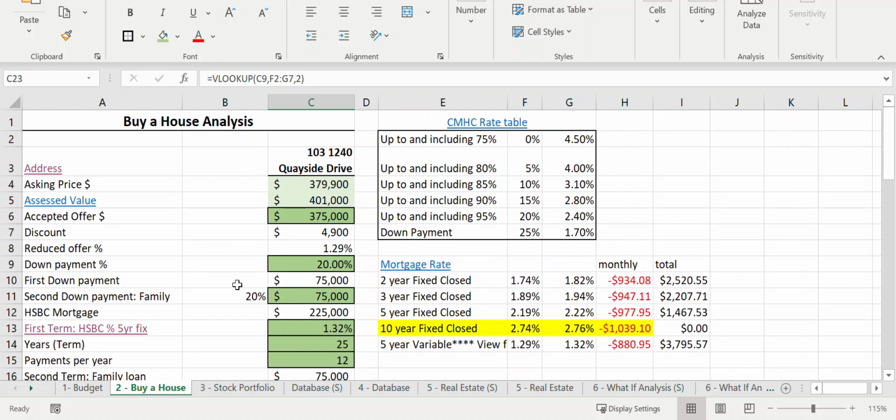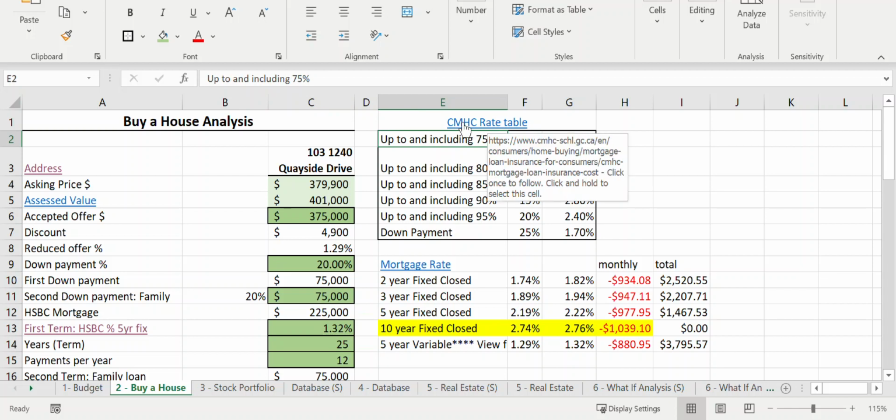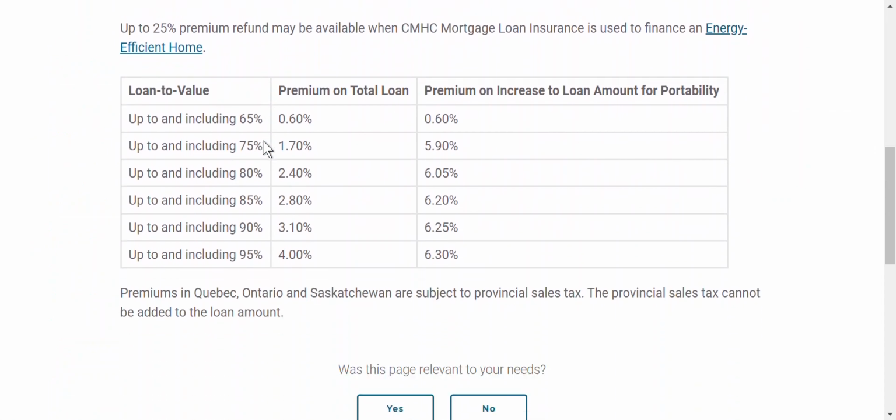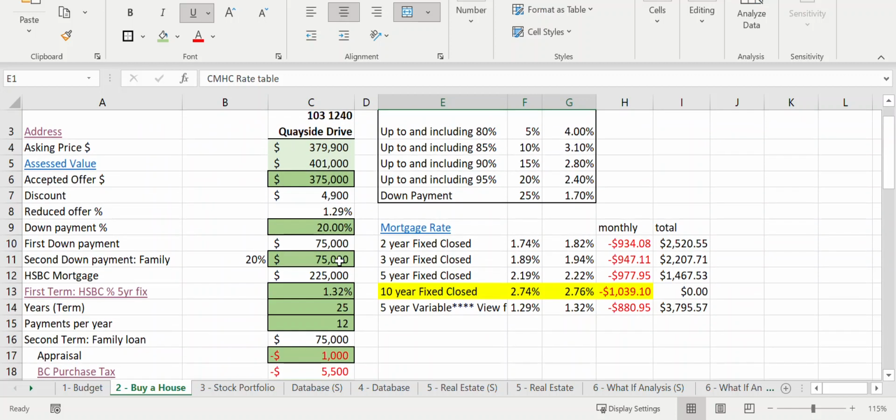Now, how it works is I put up the CMHC rate table. I got that from the CMHC website, and I put a link here, and I embedded it, and it basically says if you're going to take a loan to the value of the property of up to and including 65%, they're going to require a 0.6% premium on your mortgage. If you're going to borrow up to and including 75%, you're going to have to pay up to 1.7%. So how that works is based on how much money you're putting down.